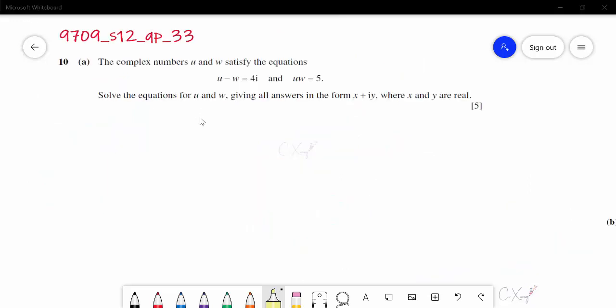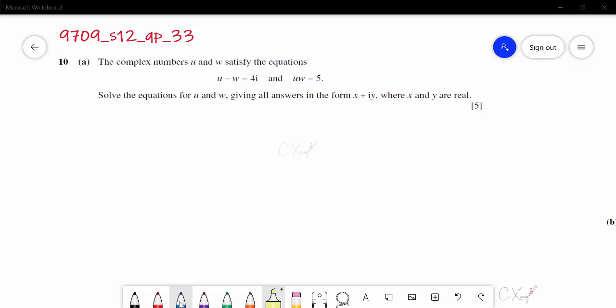Okay, so now we discuss this question from May-June 2012, or the summer 12 session, paper 3-3, question number 10. They give us two complex numbers here, W and U, that satisfy this equation. And they want us to solve the equation for W and U, giving all the answers in the form x plus yi, where x and y are real.